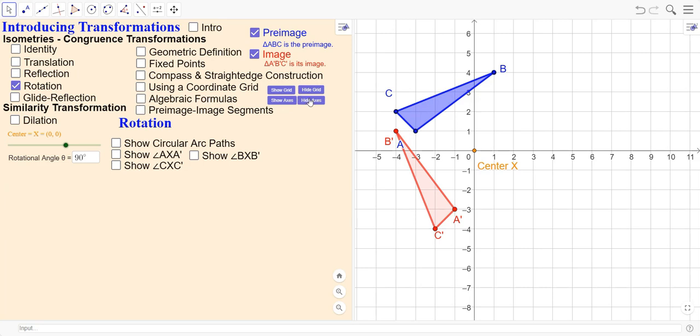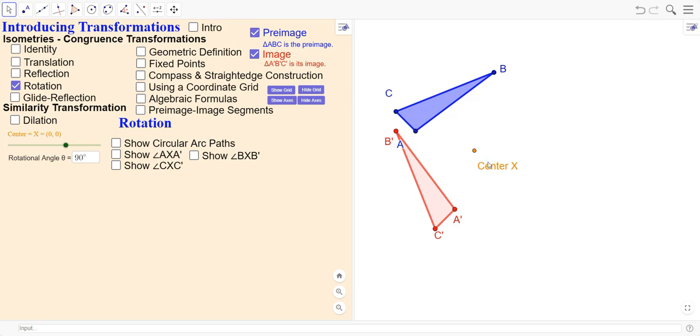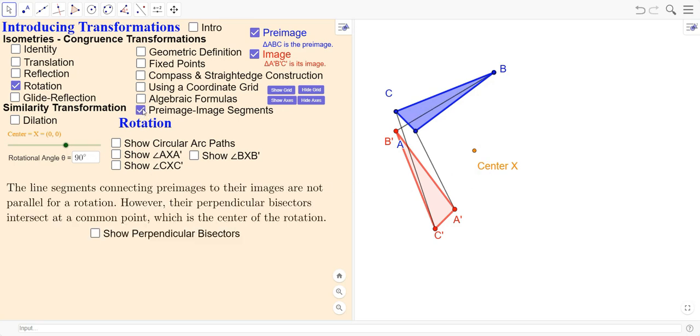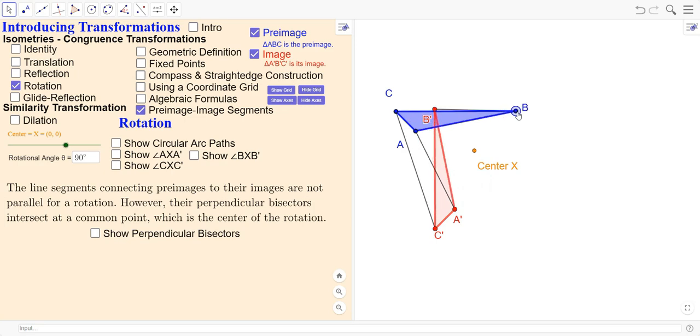If you just start with these and say you don't know the center, and you connect up pre-image to image points, notice that these are not parallel, nor are they necessarily the same length. They could be all different lengths, not parallel. So that's kind of interesting. In translations they were parallel and the same length. In reflections they were parallel but not necessarily the same length. In rotations they're neither parallel nor the same length.